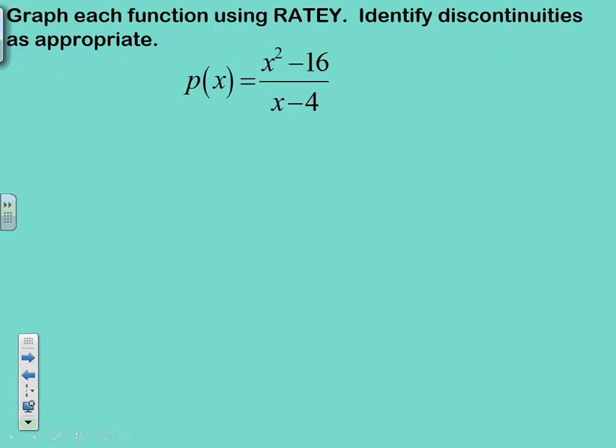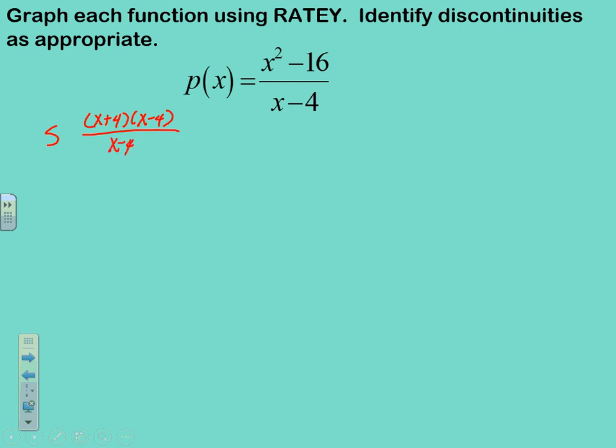So here is a very simple function that I would ask you to graph. Now, looking at the process, the first thing we want to do is simplify it. We can factor the numerator and the denominator. If I factor the numerator, that is the difference of two squares, so I'd get x plus 4 times x minus 4 over x minus 4.